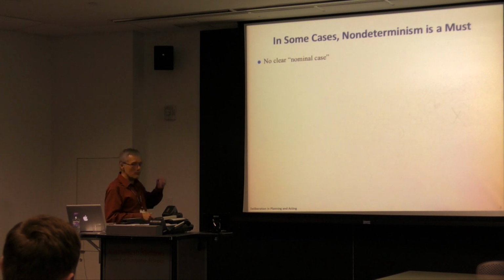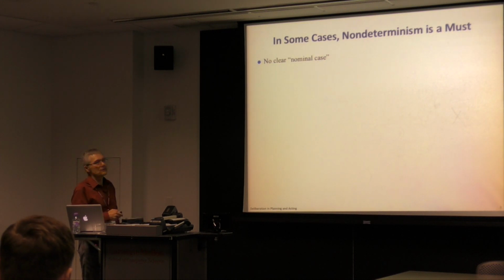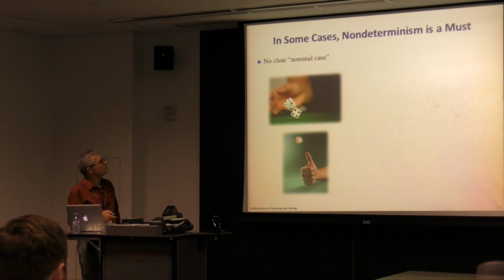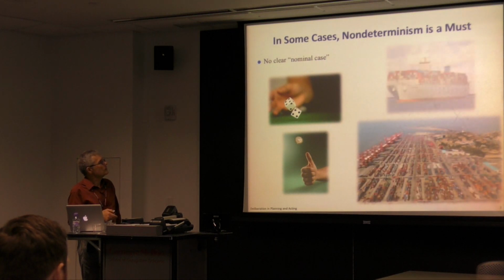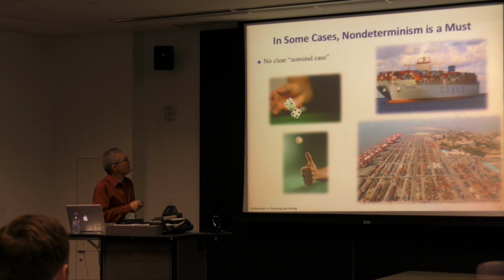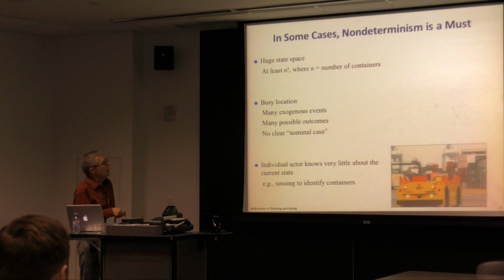Okay, well, in some cases, non-determinism is essential because there's no clear nominal case. Like that, or like that, or like that. Here, I think the source of the non-determinism is obvious. Here, it may be somewhat less obvious, so I want to talk about that one in a little bit more detail.